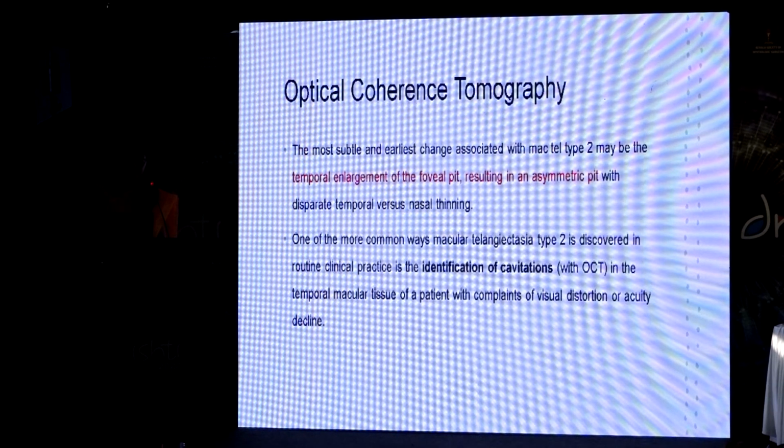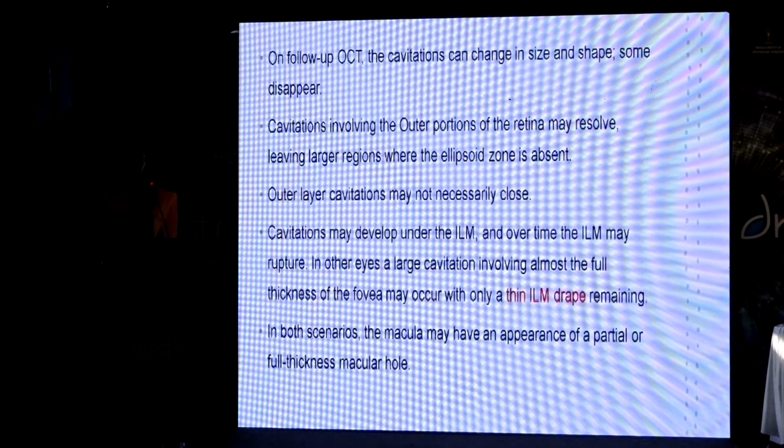On OCT, the most subtle and the earliest change that is associated with Mactel is a temporal enlargement of the foveal pit, resulting in an asymmetric pit with disparate temporal versus nasal thinning. One of the more common findings is the identification of cavitations in the OCT. On follow-up, these cavitations can change in size. Cavitations involving the outer portions may resolve, while larger areas will be left where the ellipsoid zone is absent.